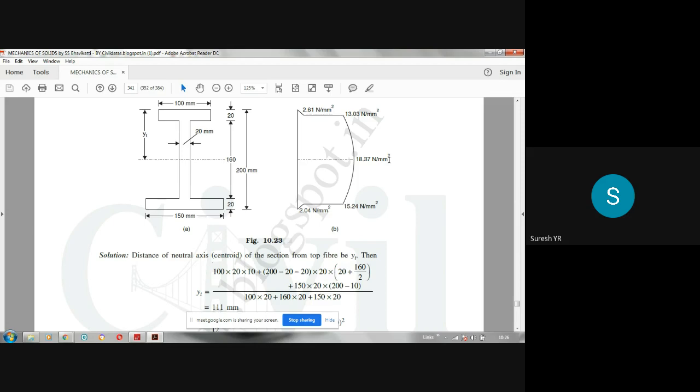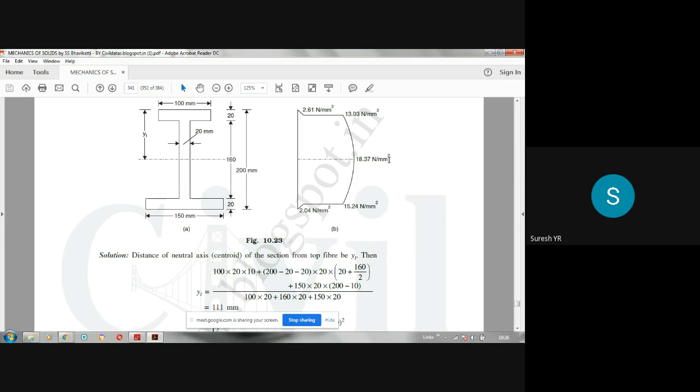In the exam, they can give a T section or I section and they may ask you to plot the bending stress diagram as well as the shear stress diagram. For 10 marks, they can ask that. They will give the value of bending moment and shear force. If you know the bending moment value, using the bending equation, M by I is equal to F by Y, you can calculate the bending stress at the farthest fibers, and at the neutral axis it is 0, and the points should be joined by a straight line. That is the bending stress distribution.